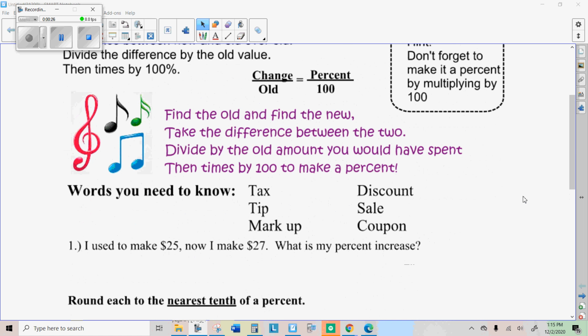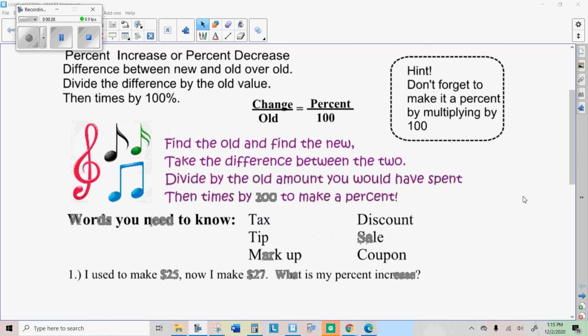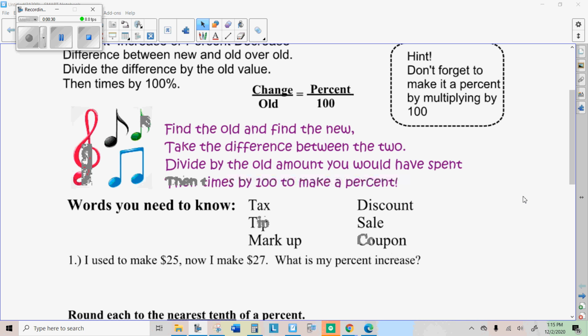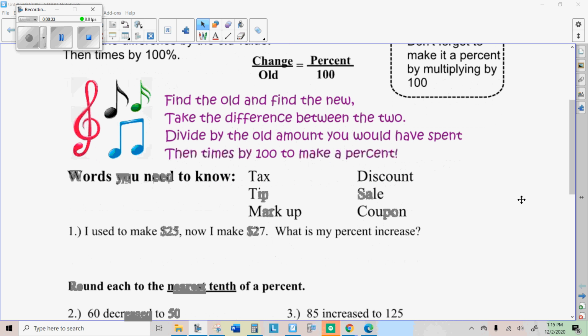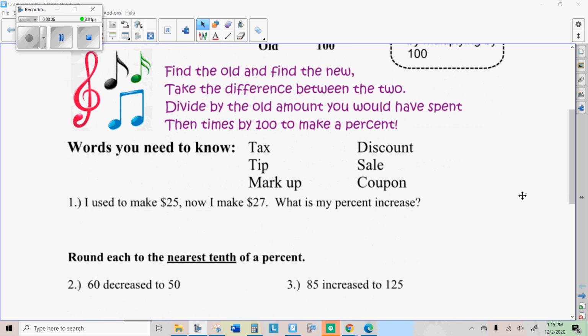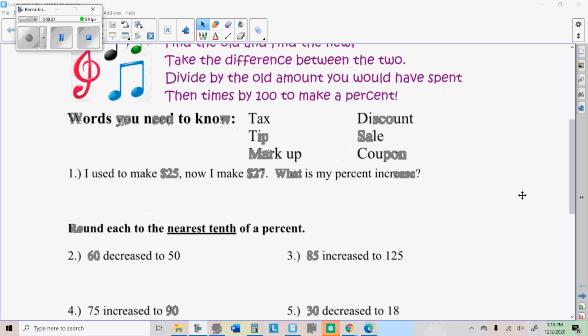There's this cute little song you can sing if you want. You can make up your own melody to it, but I'm not really into songs, so I won't be singing to that today.